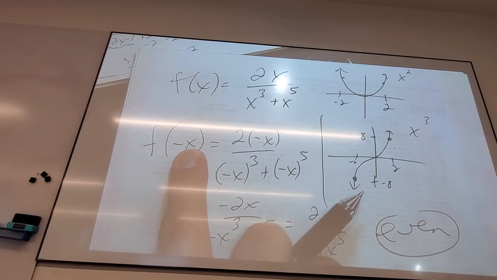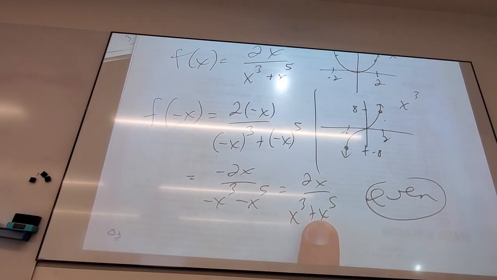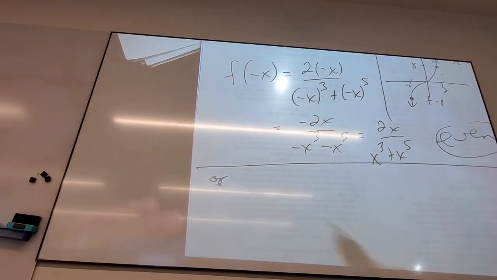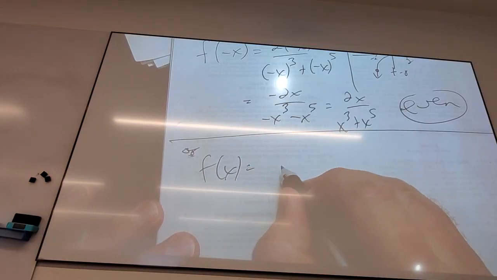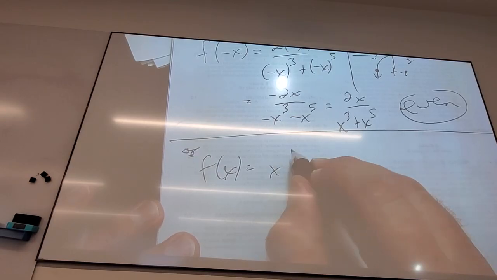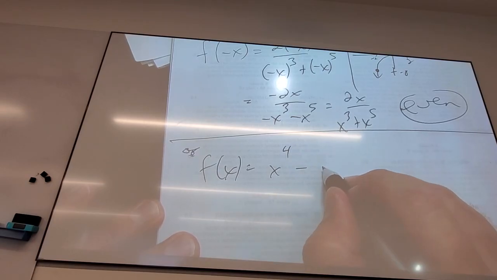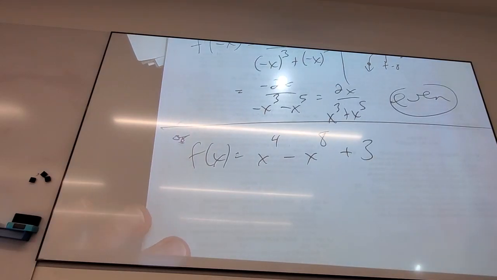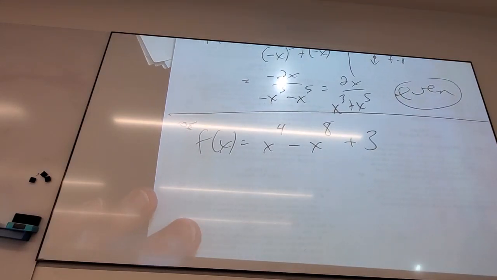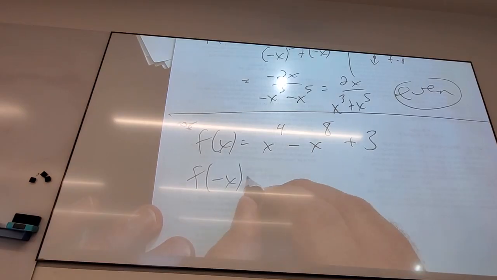Plug a negative x in. You do the same thing. You just analyze what you get at the end. So what if you had, Jeff? You can do it. X to the 4th minus x to the 8th plus 3. What's f of negative x?